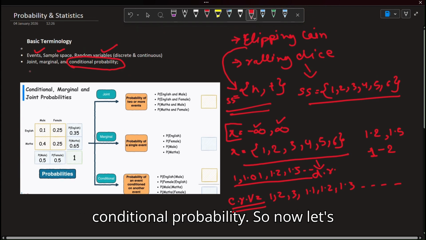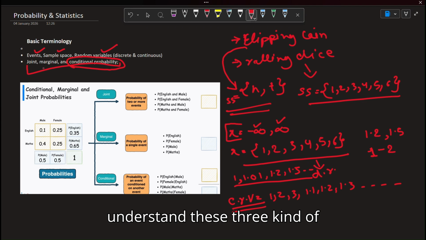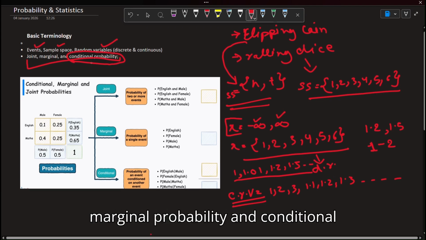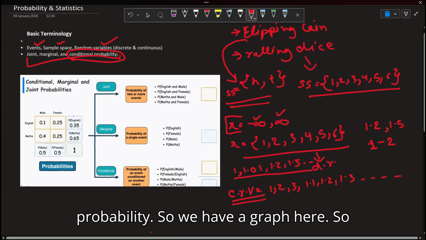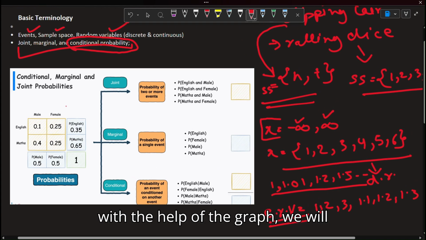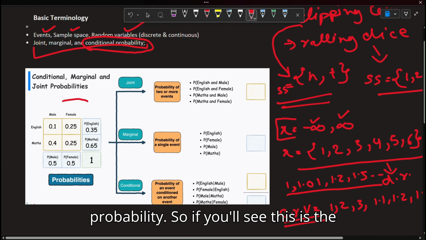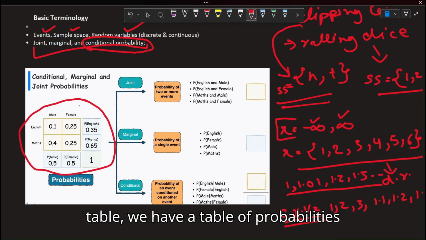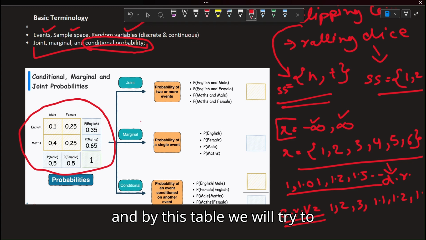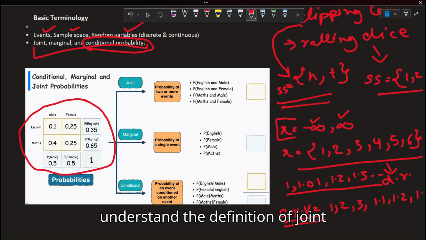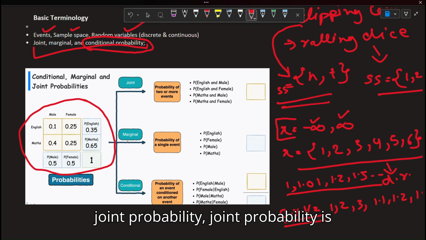Now let's understand these three kinds of probabilities: joint probability, marginal probability, and conditional probability. We have a graph here, and with the help of this table of probabilities, we will understand the definition of joint, marginal, and conditional probability.